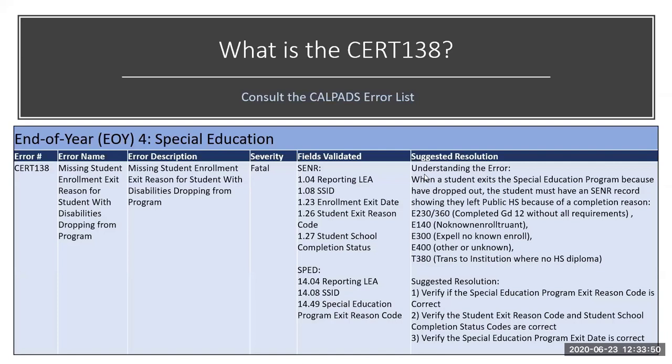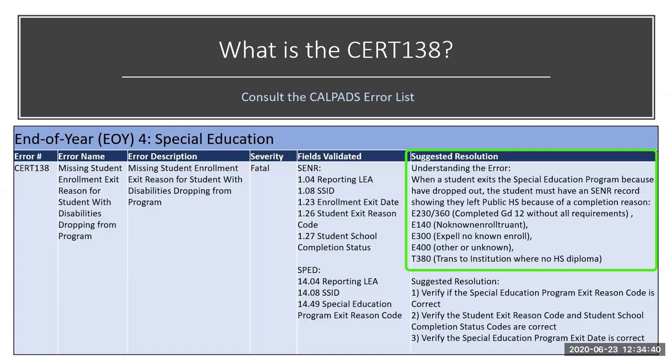The suggested resolution has two sections, understanding the error and suggested resolution. Understanding the error tells you what the CALPADS expectation is. So for the CERT 138, the expectation is that when a student exits the special education program because they have dropped out, the student must have a SENR record or student enrollment record showing that they left public high school because of an exit or completion reason.